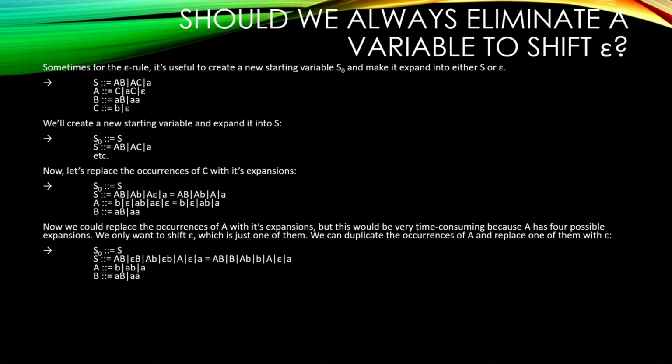So something we can do is duplicate the occurrences of A in the other variables and replace one of these duplicates with epsilon. So in S, S could initially expand into variable A, variable B, variable A, terminal B, etc. So for each of these that includes the variable A, we can duplicate it and then replace the variable A with epsilon, and that's what we've done here.